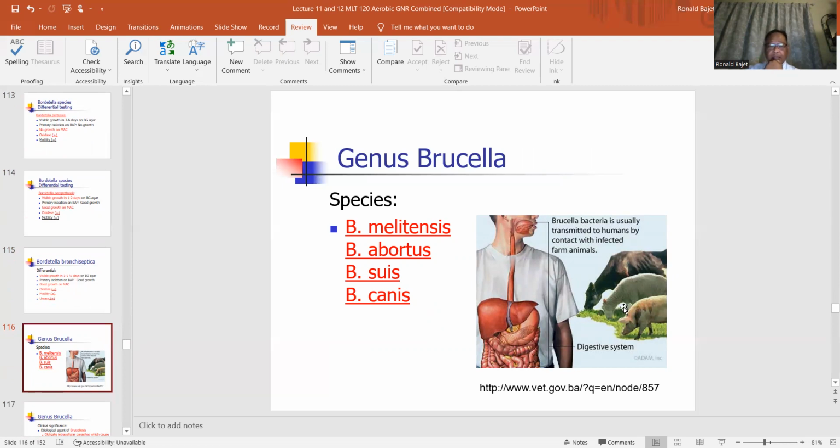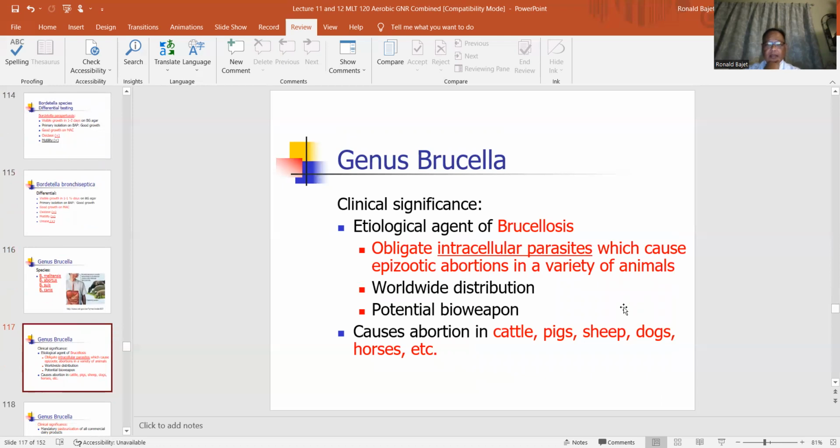Don't forget that. Now this is Brucella. There are four species of Brucella: Brucella melitensis, Brucella abortus, Brucella suis, and Brucella canis. It is the etiologic agent of brucellosis, an obligate intracellular parasite which can cause epizootic abortions in various animals, usually the farm animals like cattle, pigs, sheep, dogs, and horses.